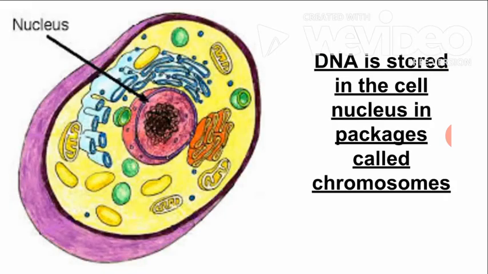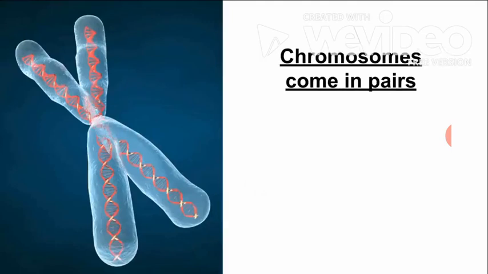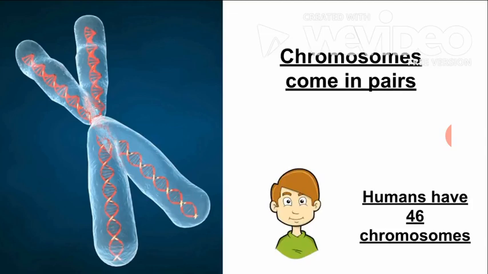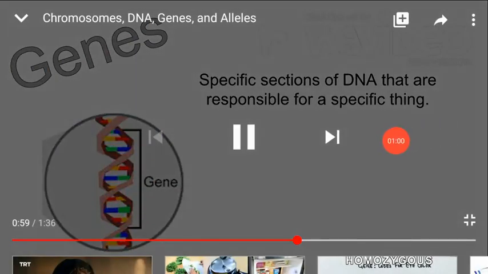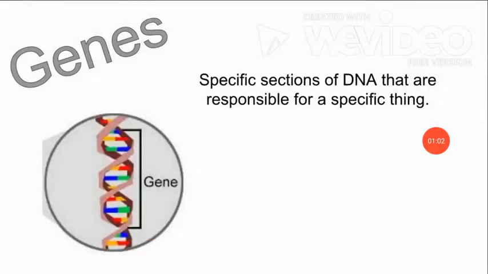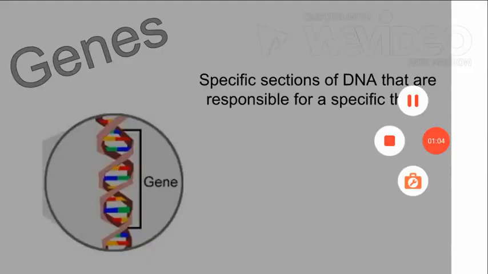DNA is stored in the cell nucleus. In order to fit all the information into the nucleus, it is packaged into chromosomes. Chromosomes come in pairs of two. A human has 46 chromosomes, 23 from your mom and 23 from your dad. The number of chromosomes varies from each species as well as the composition of them. Genes are specific sections of the DNA that are responsible for a specific thing, such as your hair color.